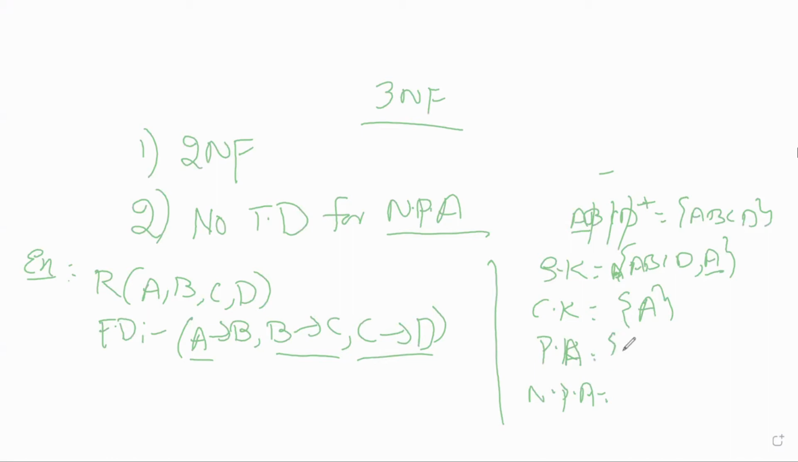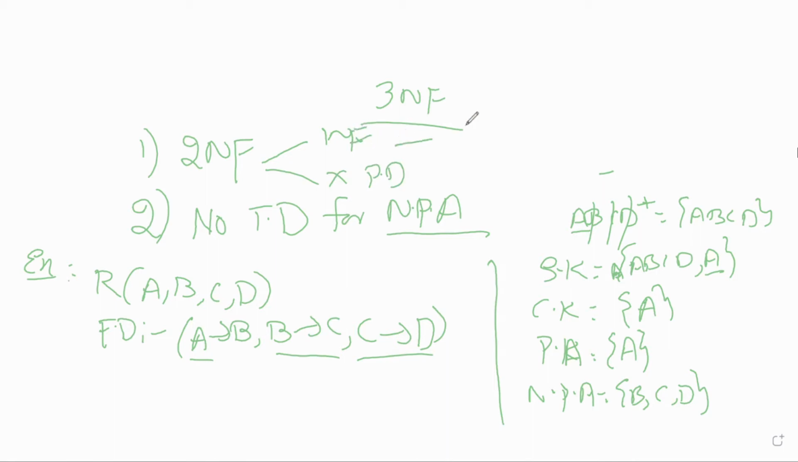The prime attribute will be A only. So the non-prime attributes are B, C, D. Very good. Now tell me whether the relation is in 2NF or not. Again, what are the 2NF rules? It should be in 1NF and it should not contain any partial dependencies.